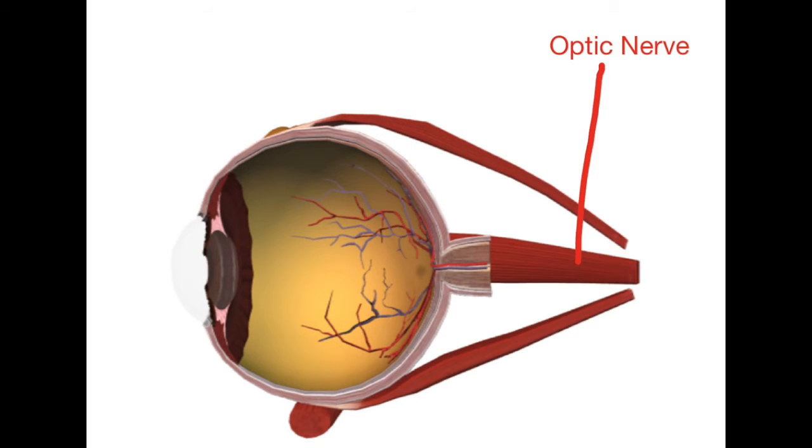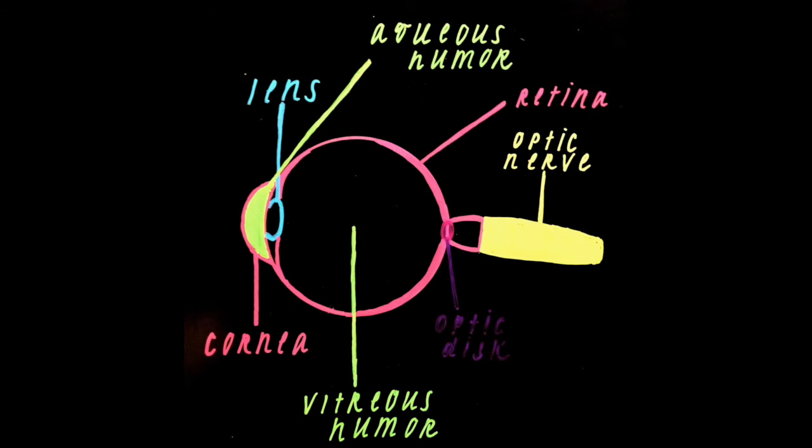Other parts of the eye include the vitreous humor, which is a clear gel that occupies the space between the lens and the retina at the back of the eye. The liquid must be clear enough that light can easily pass through.